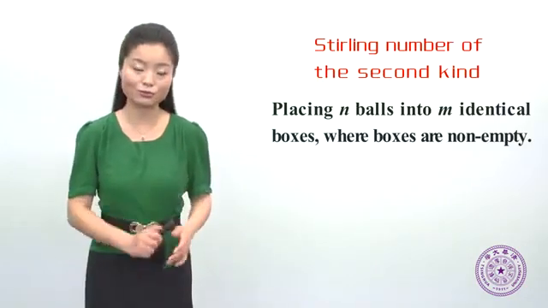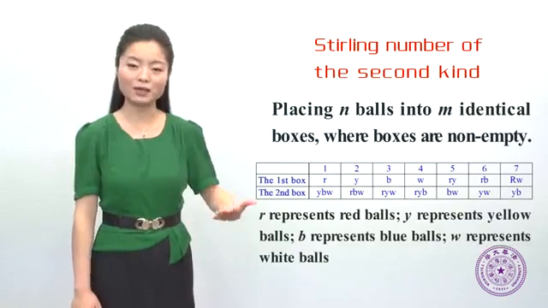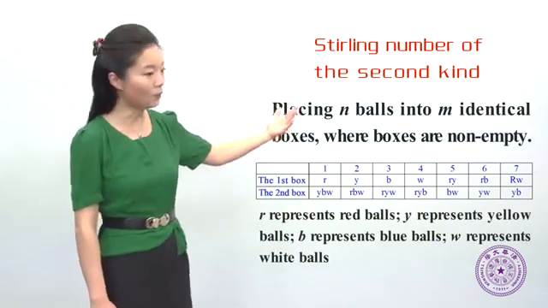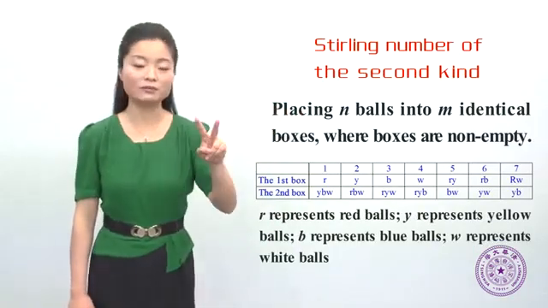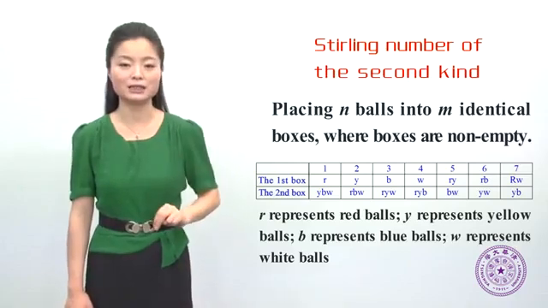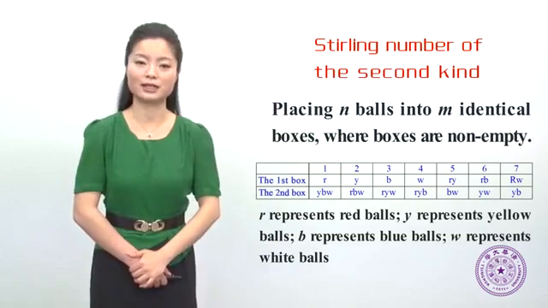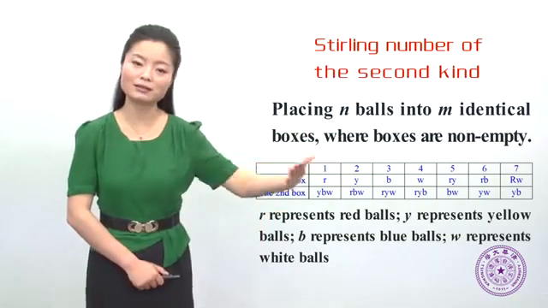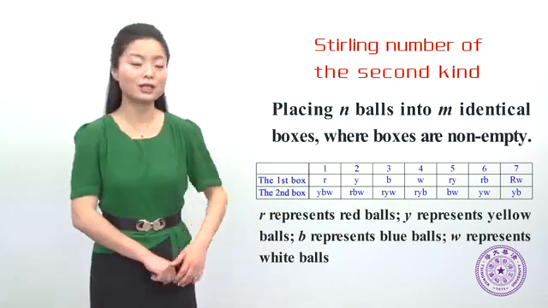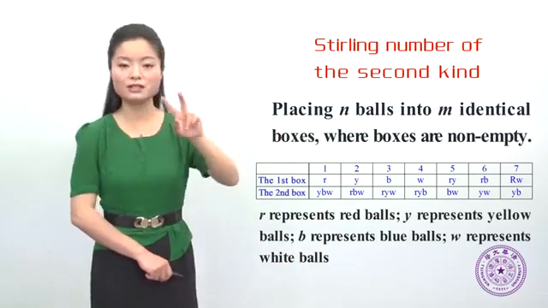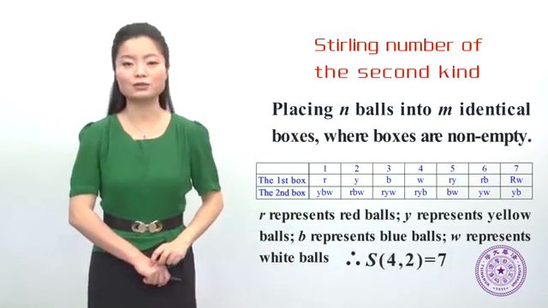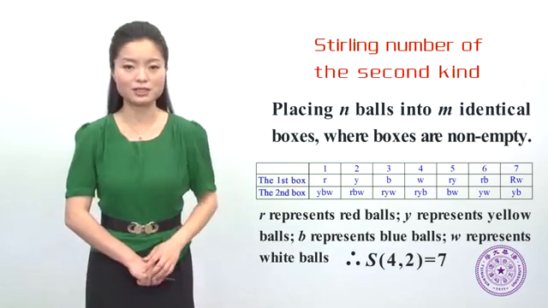And we just mentioned that 4 kinds of balls, red, yellow, blue, and white, are to be placed in 2 identical boxes. In fact, through enumeration, we can find it has 7 different ways of doing so. According to the concept of the Stirling numbers of the second kind, the number of ways we can take 4 elements and divide them into 2 groups, denoted S(4,2), is equal to 7.